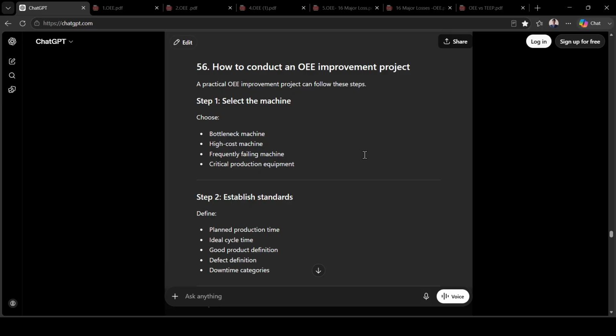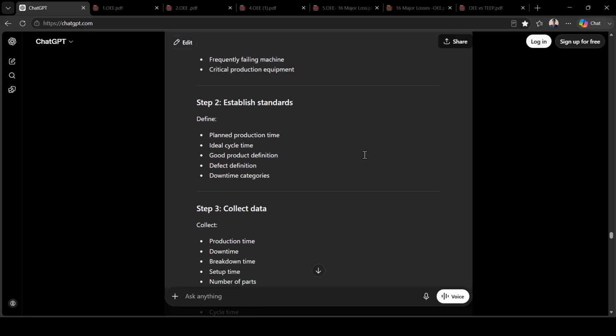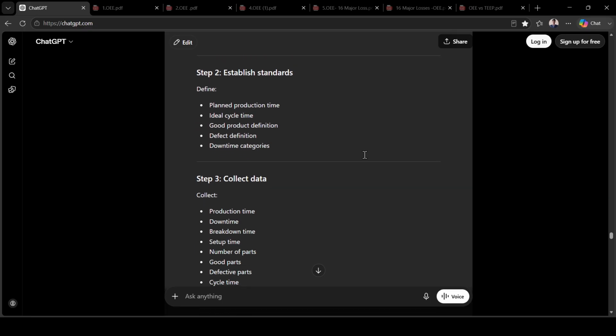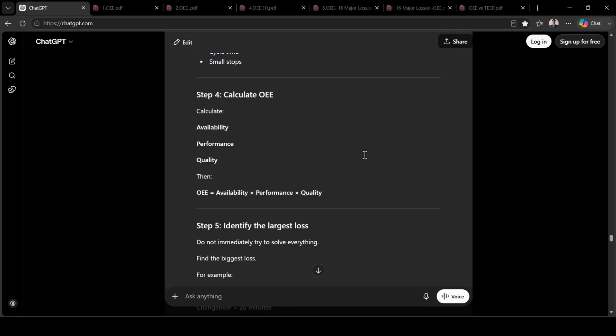Step 2. Establish the standards. Define planned production time, ideal cycle time, good product definition, defect definition, and downtime categories. And step 3. Collect data: production time, downtime, breakdown time, setup time, number of parts, good parts, defective parts, cycle time, small stops. Then calculate OE: calculate availability, performance, quality. Then OE equals availability times performance times quality.